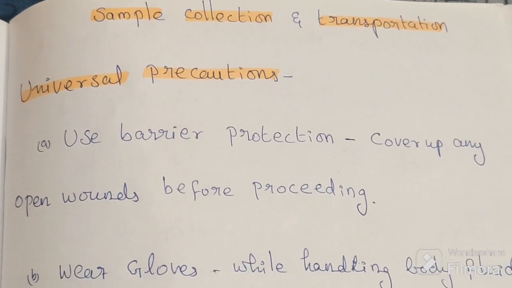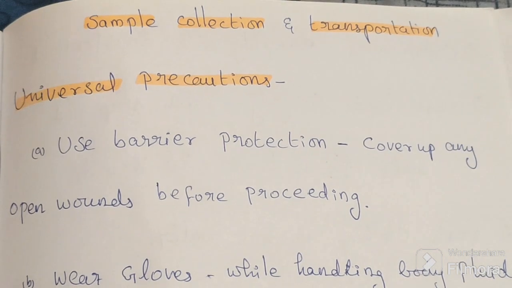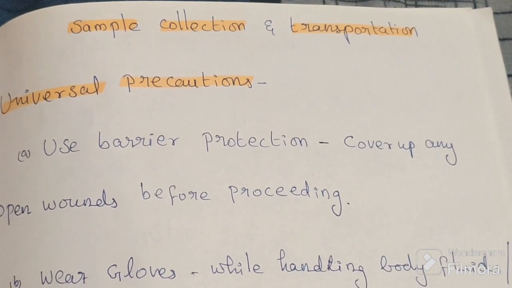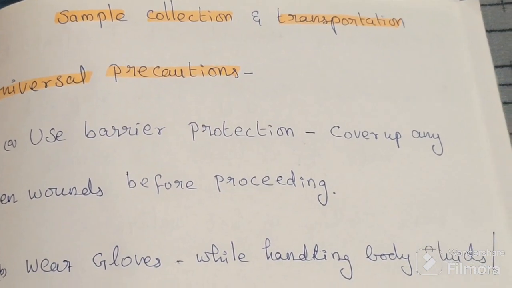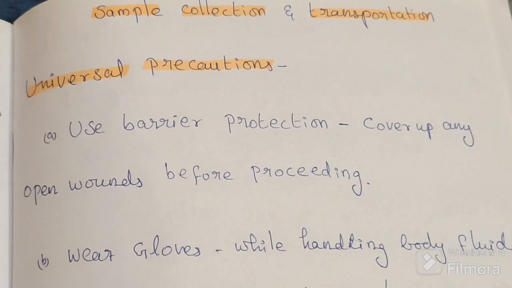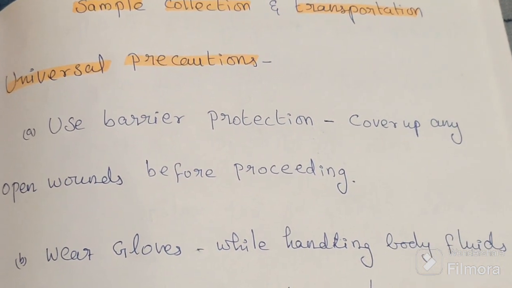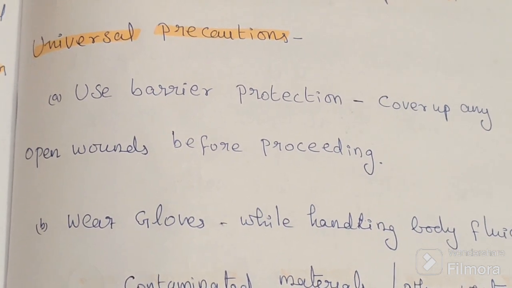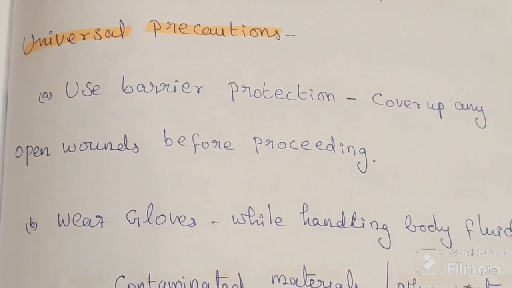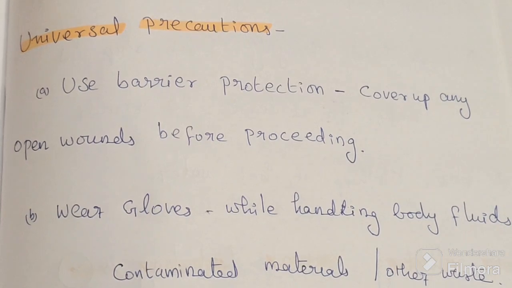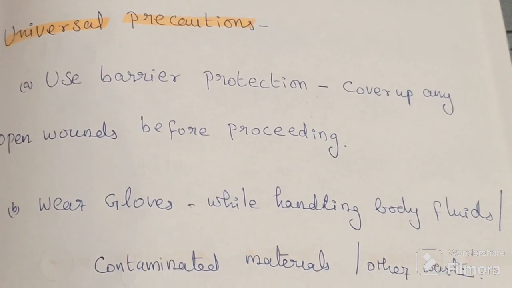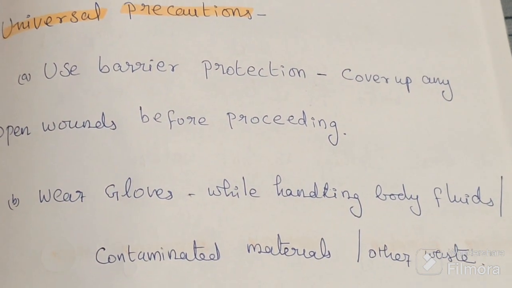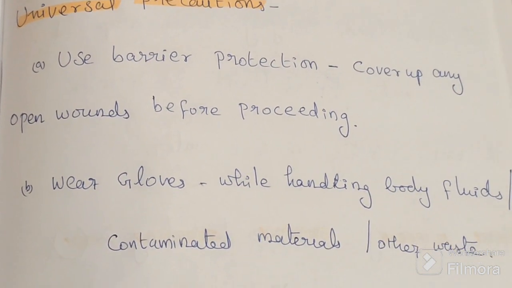First one is use barrier protection. While collecting sample, use barrier protection. Cover any open wound before processing. So we must cover any open wound before collecting samples. Then wear gloves. While handling body fluid or contaminated material or other waste, we must wear gloves.